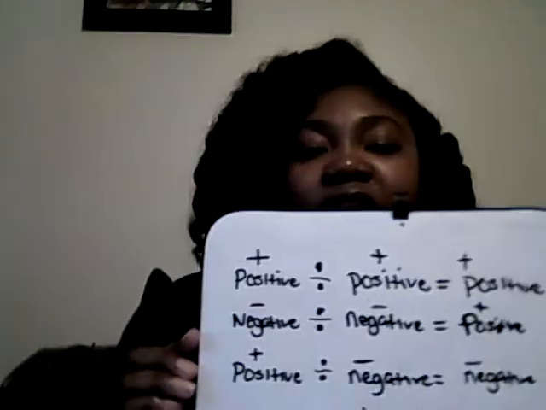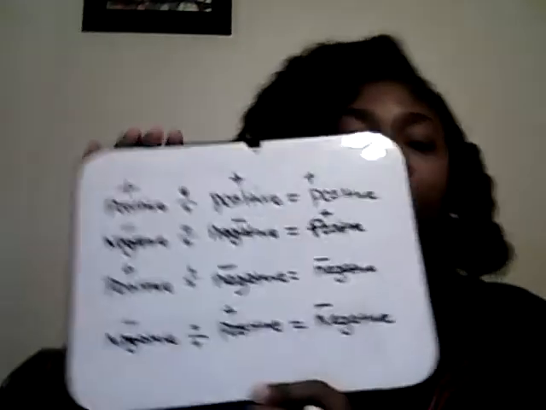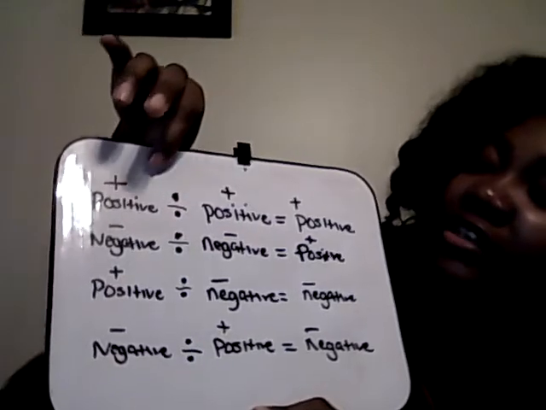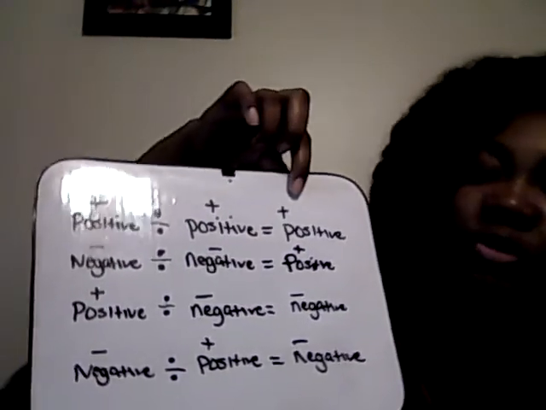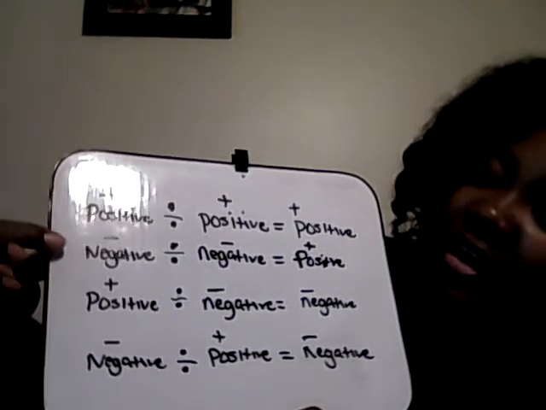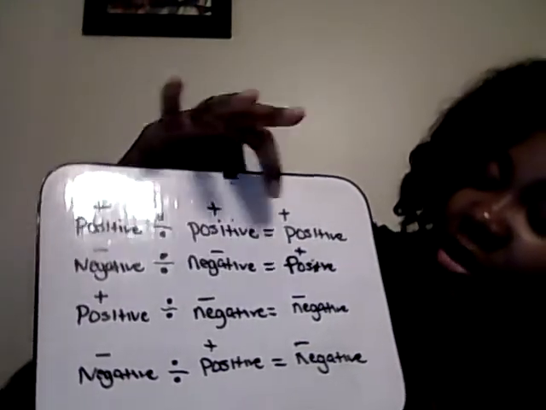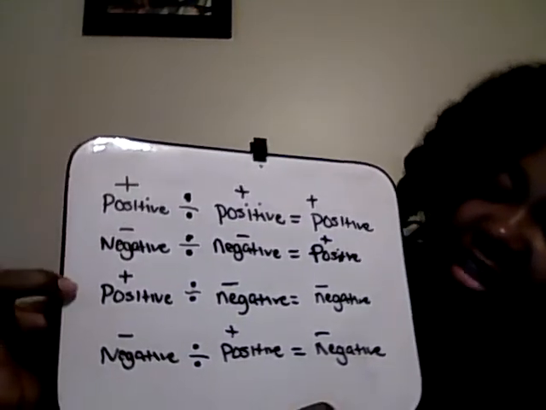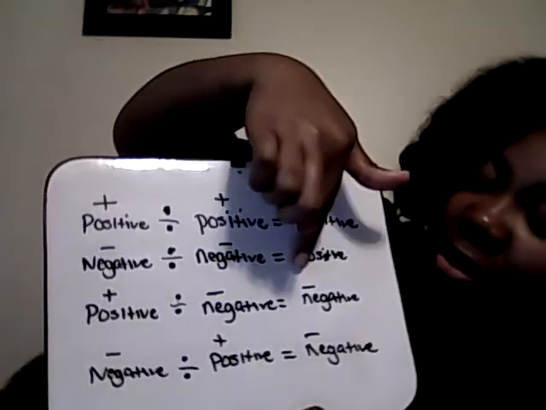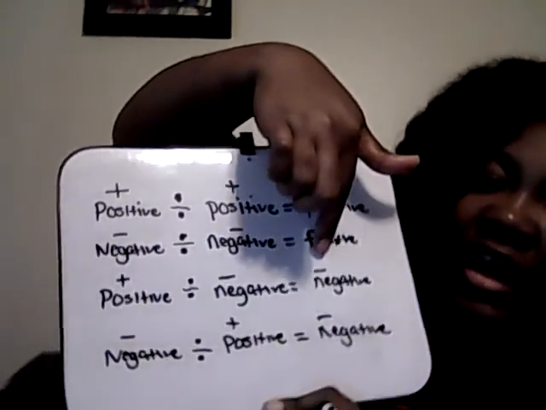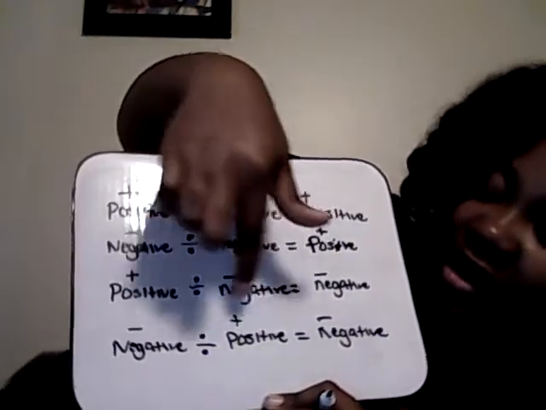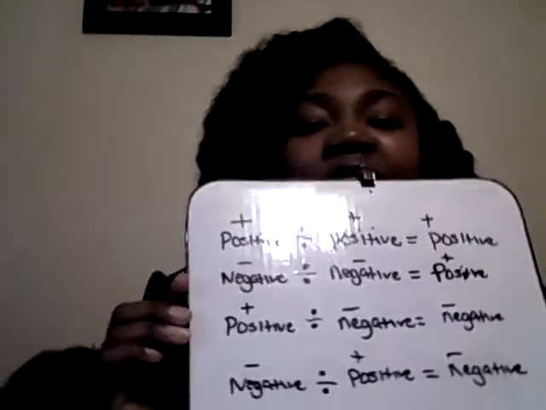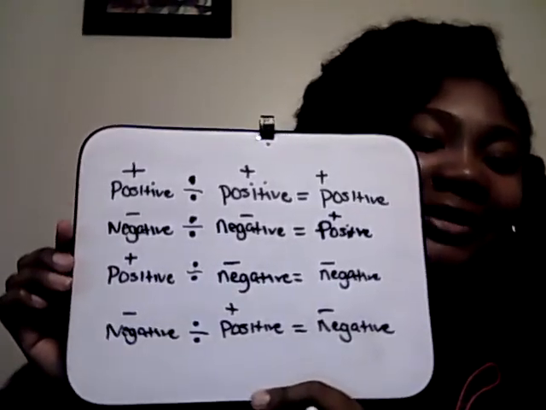Okay, so now it's changed to division. When you're dividing a positive number into a positive number, it's always going to remain positive. When you're dividing a negative number into a negative number, it's going to be positive, because a negative divided into a negative is positive. Okay? And then a positive divided into a negative, the answer will always be negative. And then the flip side, a negative divided into a positive, is going to remain negative. Okay? I thought this was a cute graph. I'm proud of myself for this one.